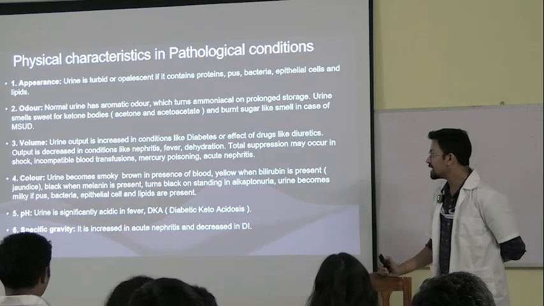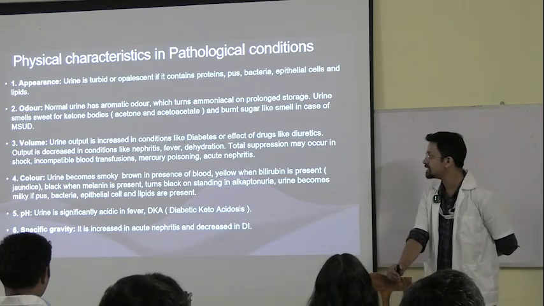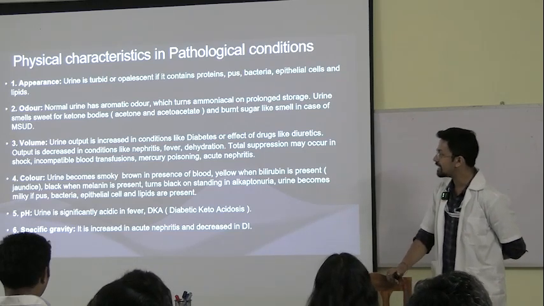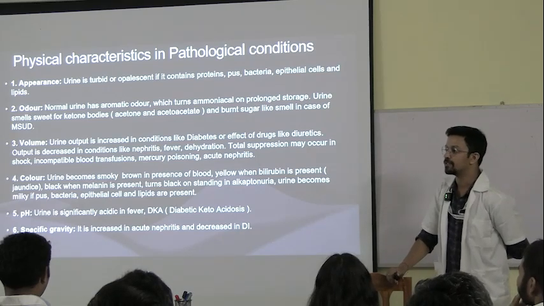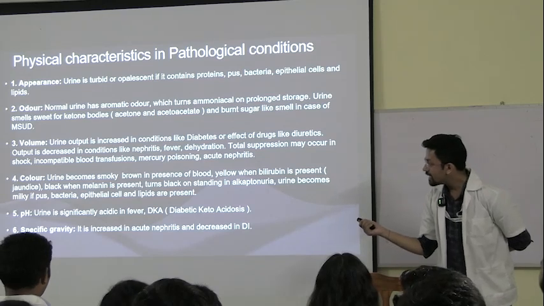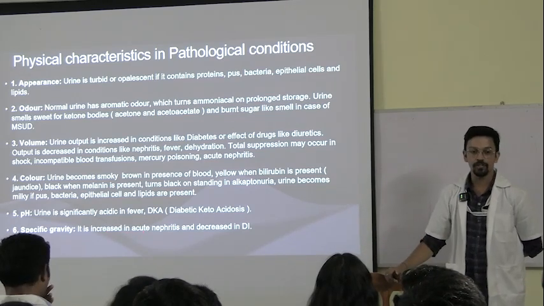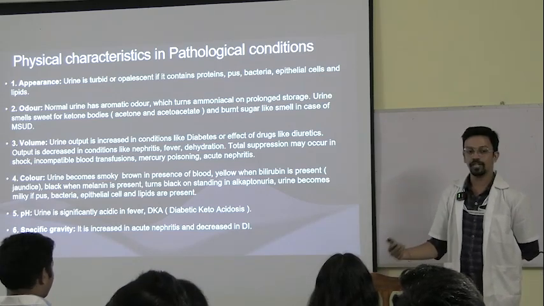Fine. And the specific gravity is increased in acute nephritis and decreased in diabetes insipidus. Now can anybody tell me why in acute nephritis the specific gravity will increase and it will decrease in diabetes insipidus? What do you understand by specific gravity? Anybody has any query about specific gravity? Why will you get increased specific gravity in acute nephritis and decreased in diabetes insipidus? Any question came to your mind why it will happen?